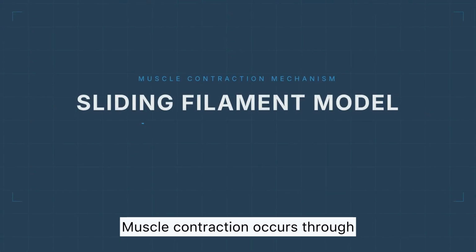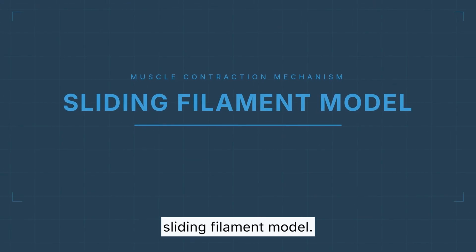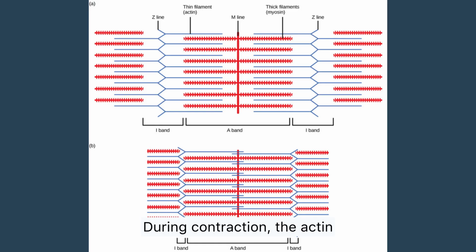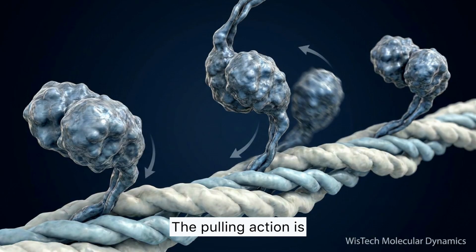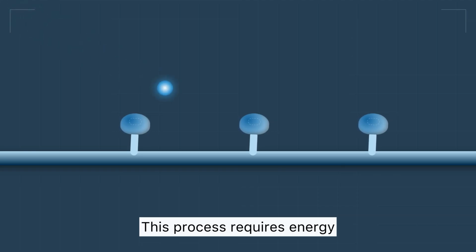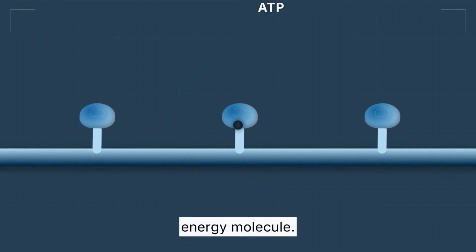Muscle contraction occurs through a process called the sliding filament model. During contraction, the actin filaments slide past the myosin filaments, causing the sarcomere to shorten. As thousands of sarcomeres shorten together, the entire muscle contracts. The pulling action is created by myosin heads, which attach to actin and pull the thin filaments inward. This process requires energy from ATP, the cell's energy molecule.